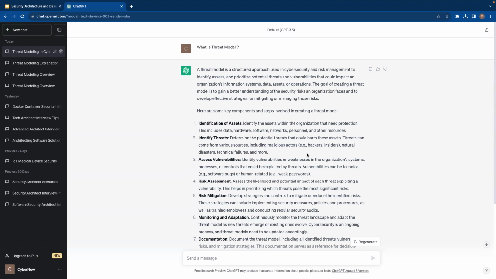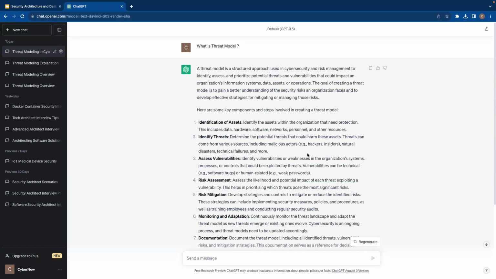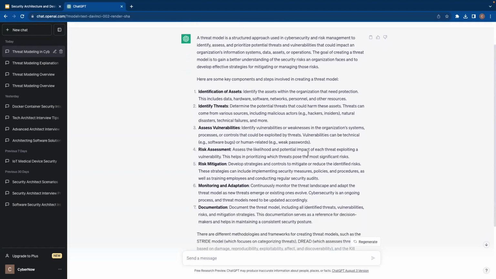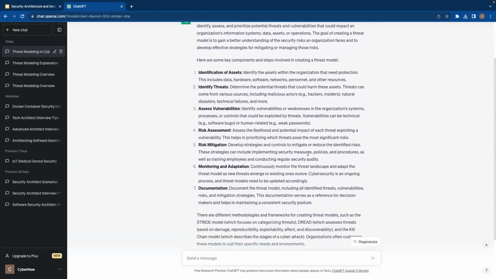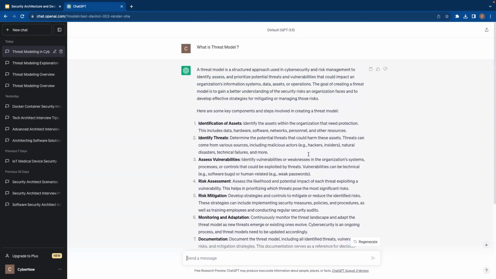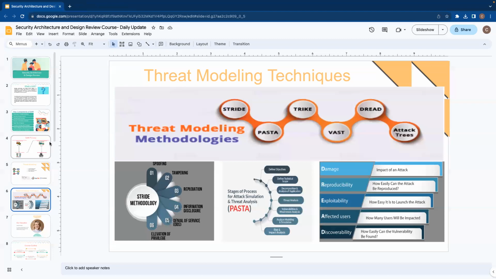So here are some key components involved in creating a threat model. It says identification of assets, identify threats, assess vulnerabilities, risk management, risk mitigations, monitoring and adaptation, documentation, and so on. Okay, great stuff. Now let's move to our slides.